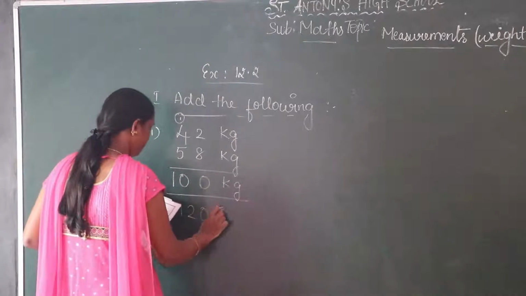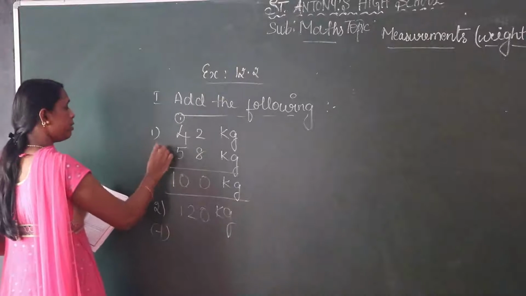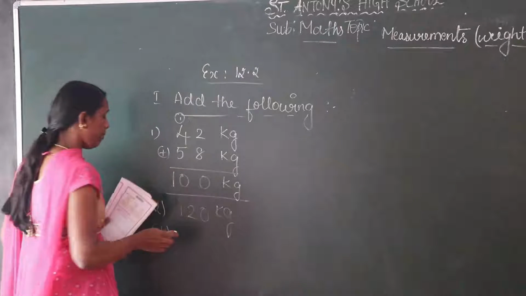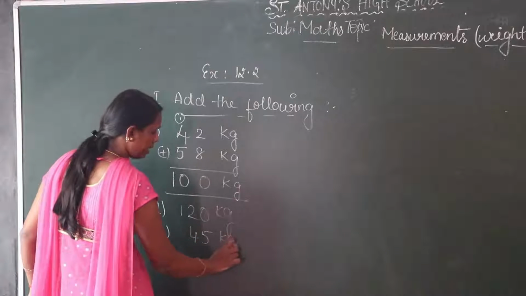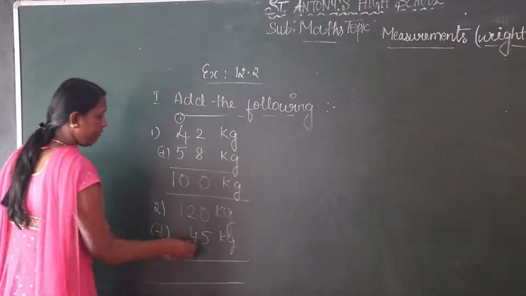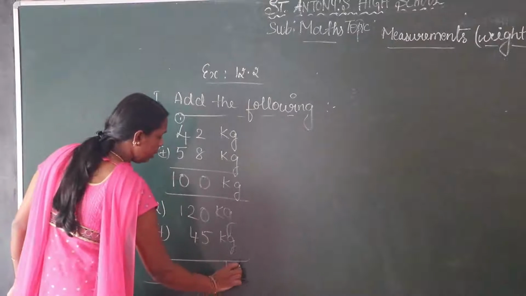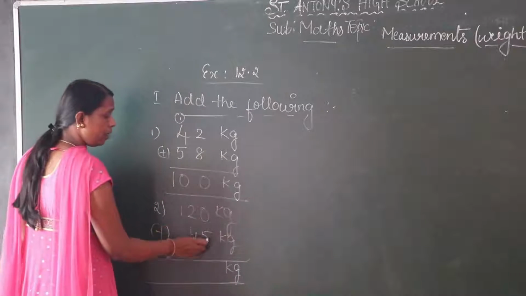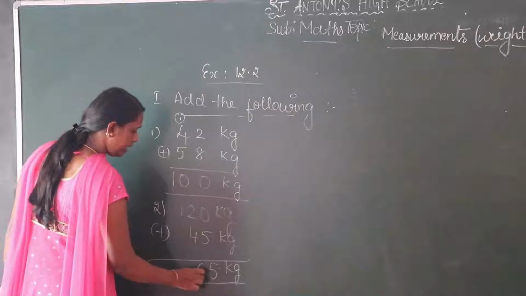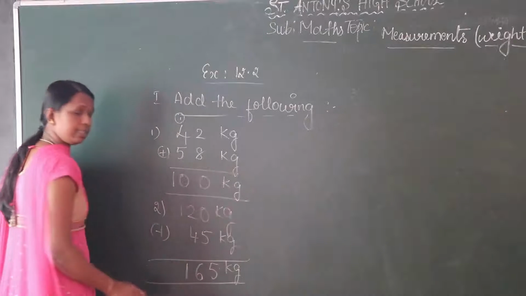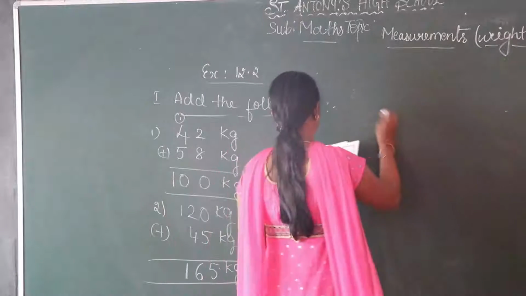120 kg plus, here also write the addition symbol, plus 45. Write in the correct places, 5 in the unit place, 4 in the tens place. Write down the unit kg. 0 plus 5, 5. 2 plus 4, 6. 1 as it is. Answer 165 kg.